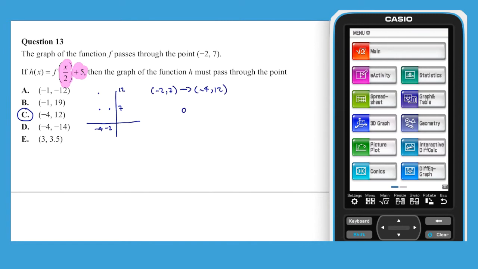An alternative approach is to realise that, due to the definition of h of x in terms of f of x over 2, and because all we know about f of x is that f of minus 2 equals 7, the h value we need to consider is h of minus 4. As h of minus 4 is equal to f of minus 4 over 2 plus 5, then h of minus 4 equals 12.